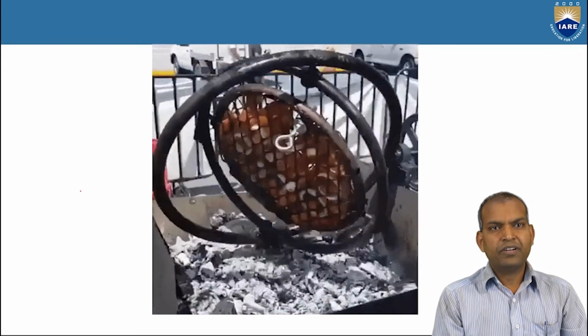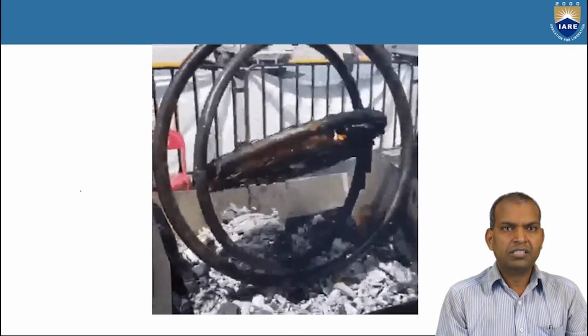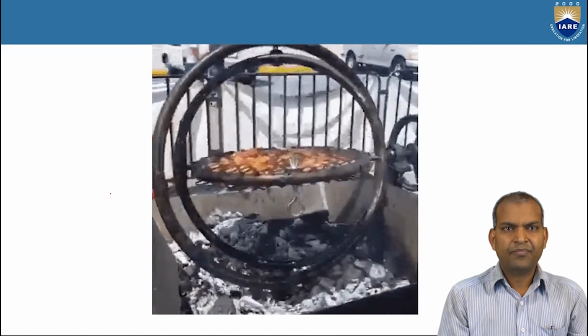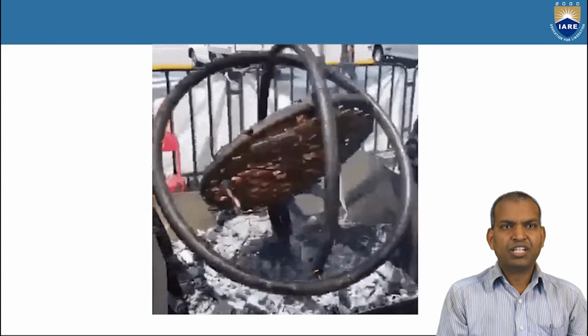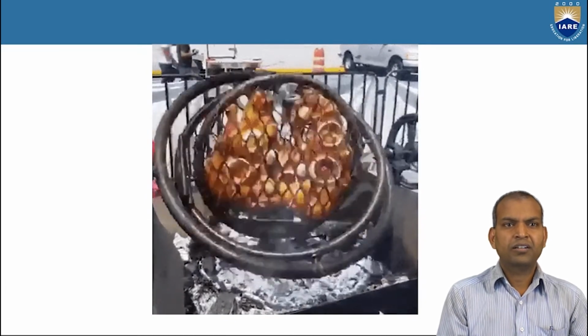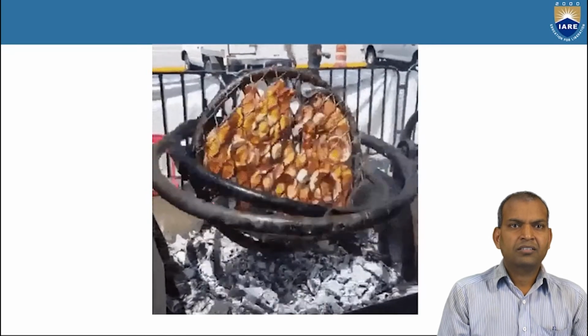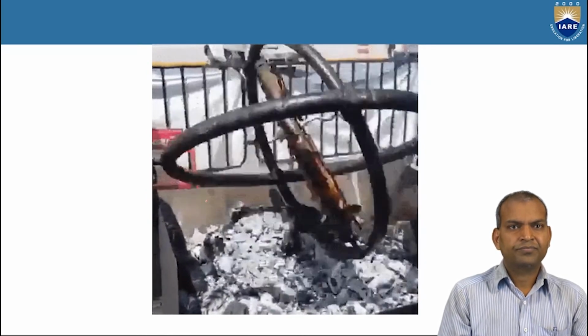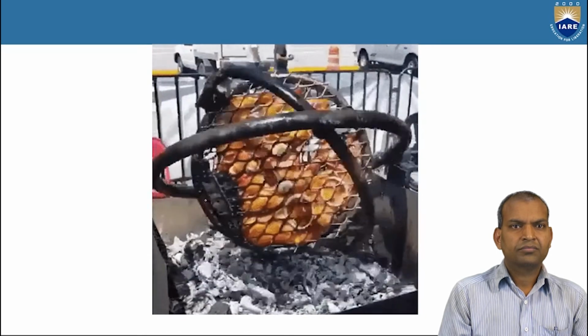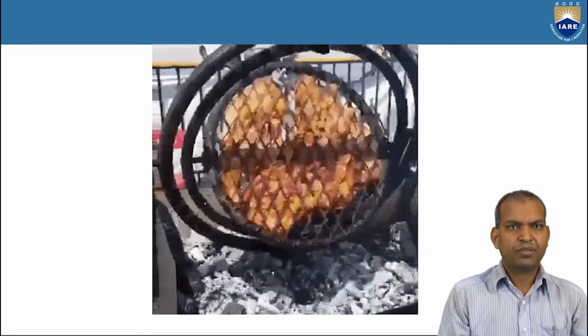Now this is the updated version, used for preparing a burger or one of the food items. If you give the direction of motion, see how the gimbal is rotating. The gimbal is used for frying what is called a burger. So we can use the gimbal for frying purposes also.